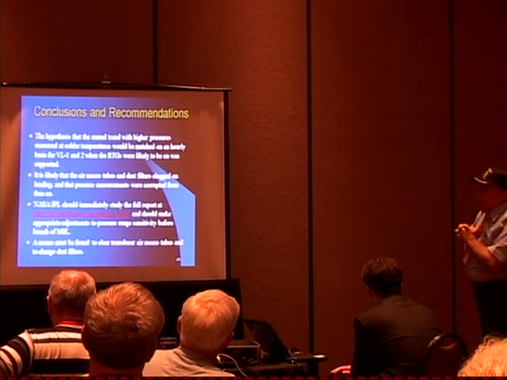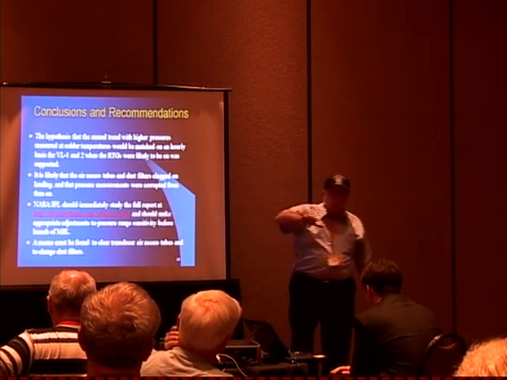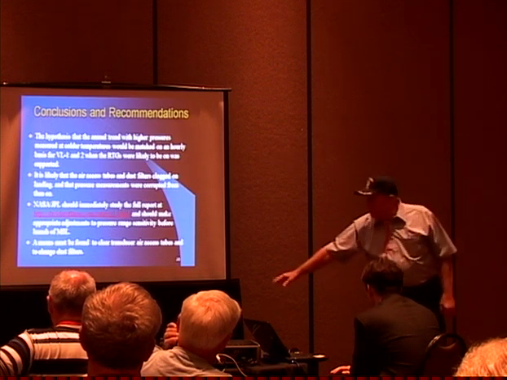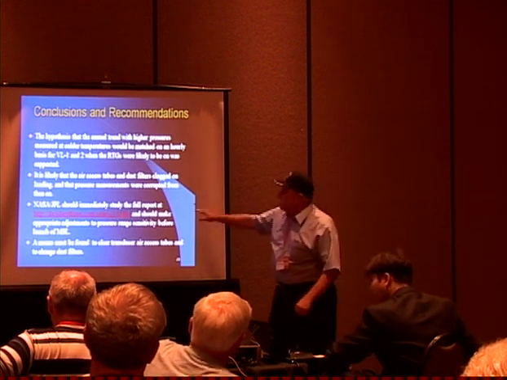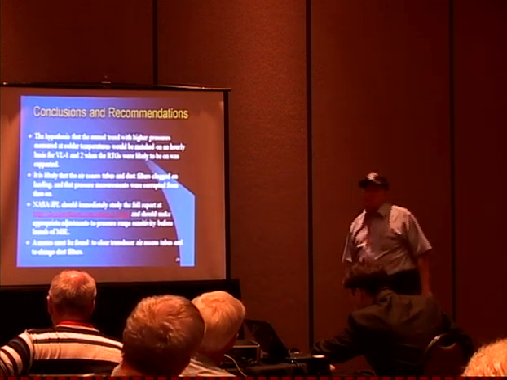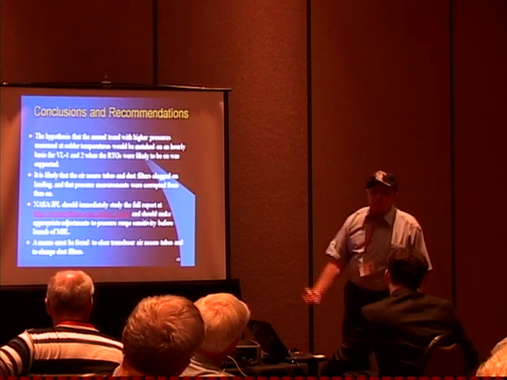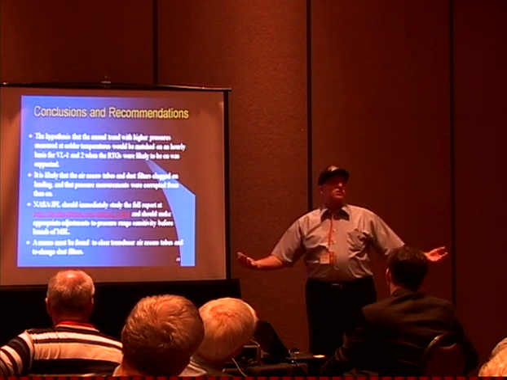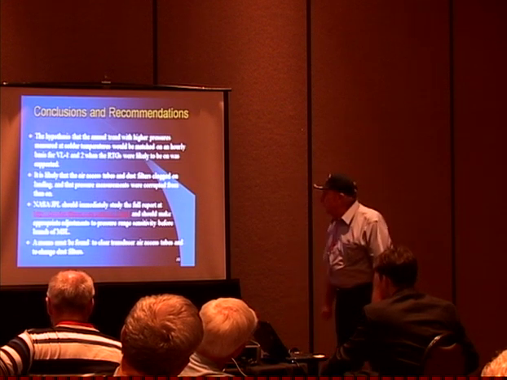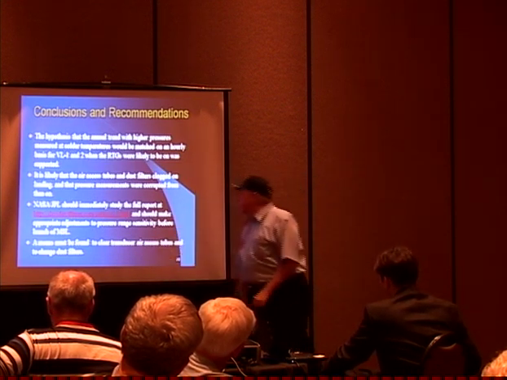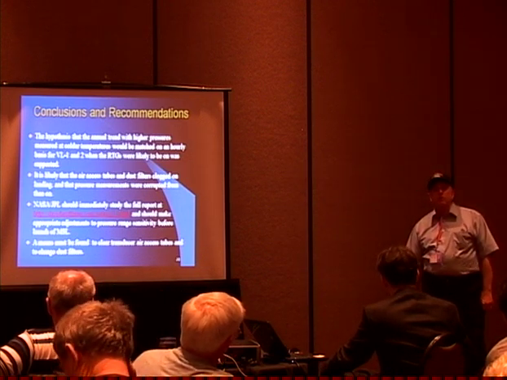NASA and JPL should immediately study the full report. It's found online. If anybody from NASA is here, we have some of these reports on CDs, but it's all available on David's site. They should study this and make appropriate adjustments to pressure range sensitivity before the launch of the MSL. If we send it up with an 11.5 millibar max pressure, and just a dust storm can increase the pressure by 6.6, it's not going to cut it. Finally, a means should be found to clear the transducer air access tubes and change the dust filters, just like you would for your air conditioning. Thank you very much.